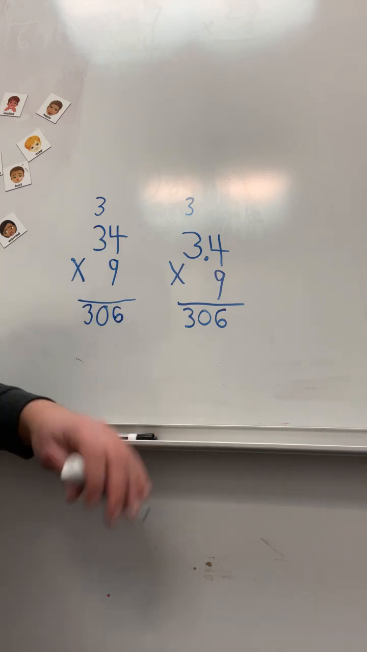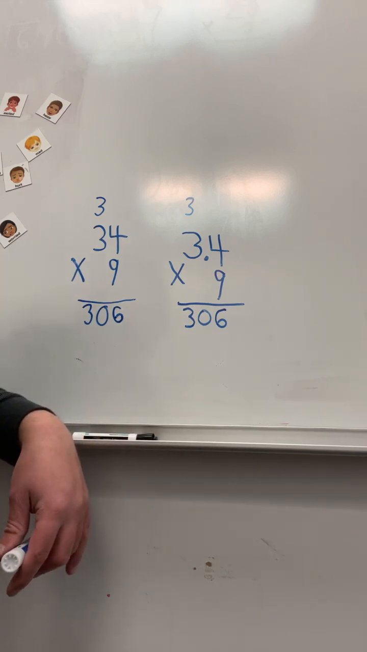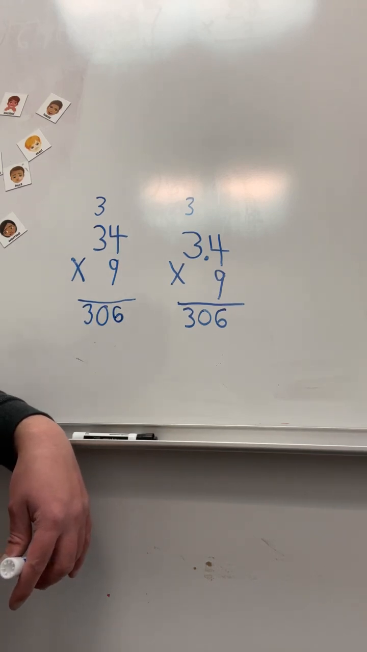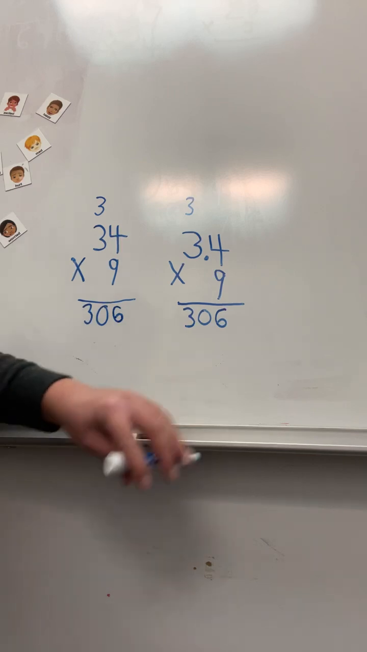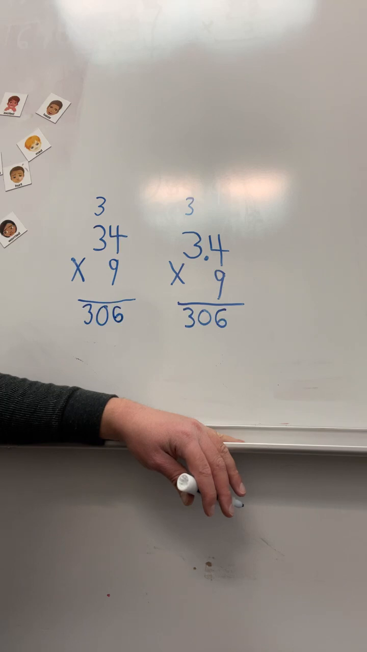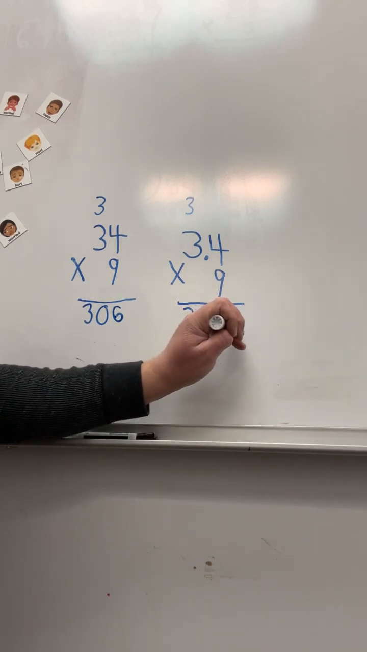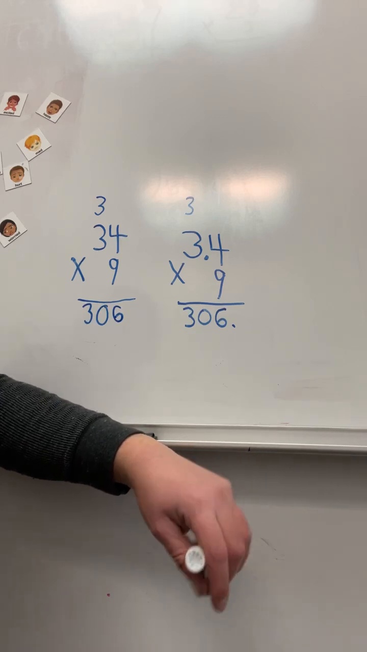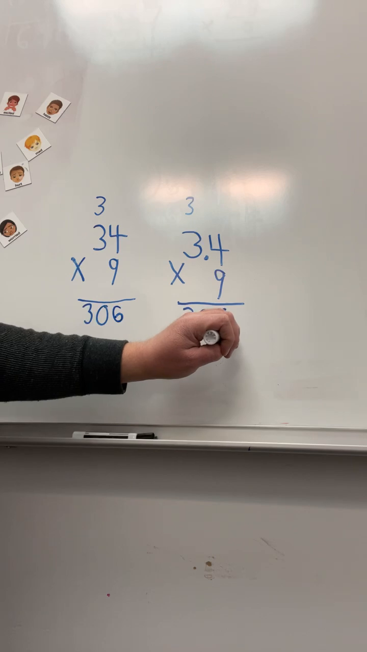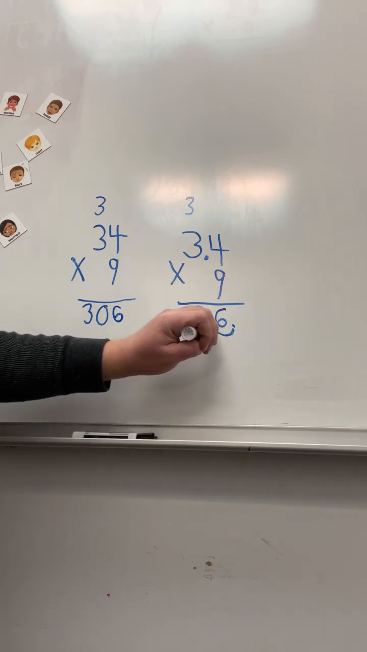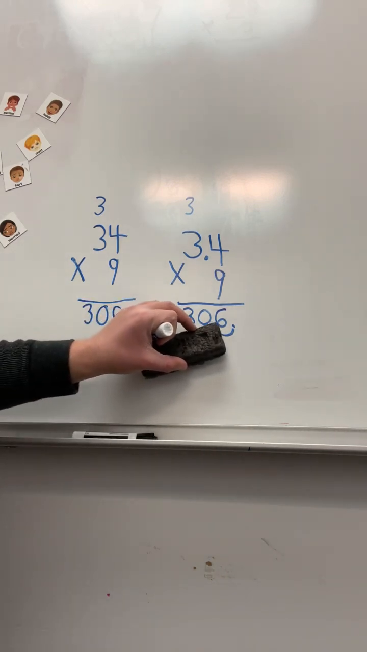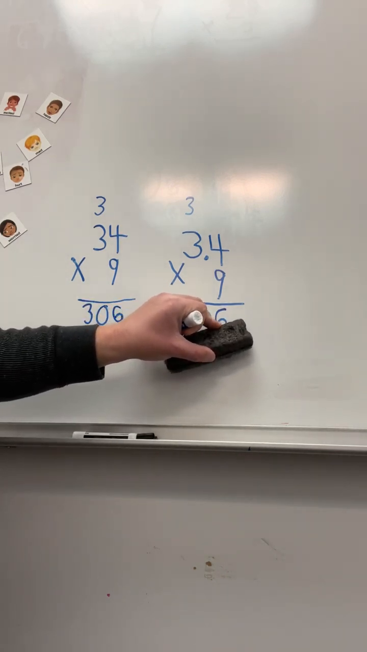Now, because there's a decimal in this problem, there is one additional step that we need to do. To make sure that the decimal points are lined up, we have to move the decimal point over. Now, whenever you don't see a decimal in an answer, it's assumed that the decimal is behind all the digits. So that's where it would be here. So we have to move the decimal over one place. So I'm going to move it over in front of the 6. So 306 becomes 30.6.